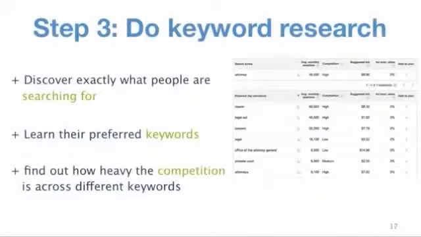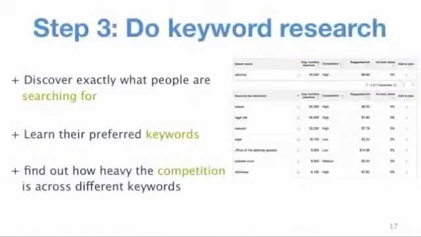Next, you want to do keyword research. Step number 3, do keyword research. Okay, so keyword research means that you can essentially peer into the guts of the search engines to see what people are searching for, how often they're searching for it, how competitive those keywords are in terms of other advertisers bidding for them, and how much those terms cost to bid on.